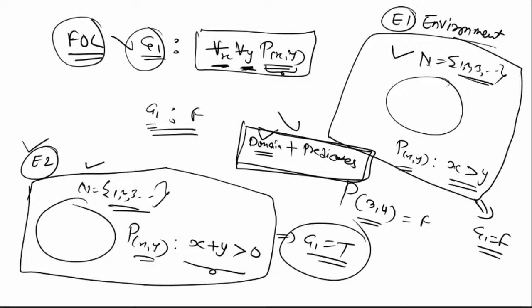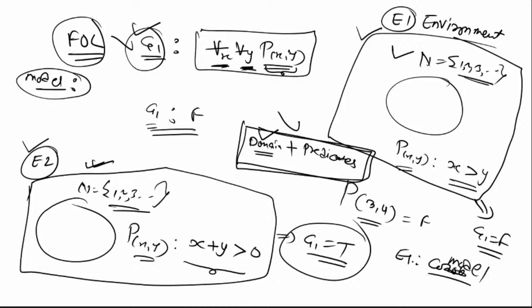In this interpretation, G1 is false. In this interpretation, G1 is true. Now we have the definition of model. What is the definition of model? A model is an environment in which our formula is true. So for example, in this environment E1, our formula G1 is false. So this E1 is a countermodel for G1. For this formula, this environment E1 is a countermodel.